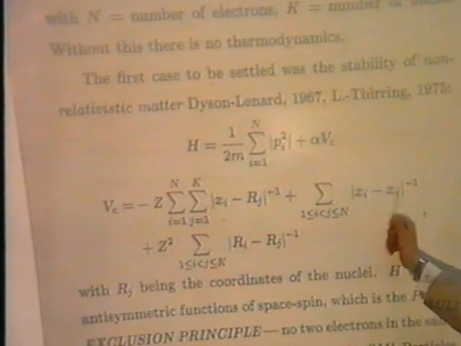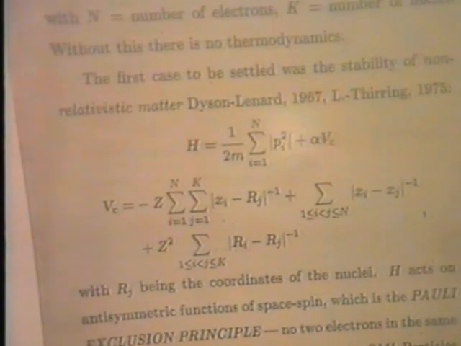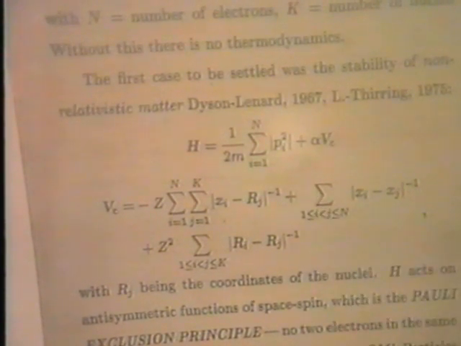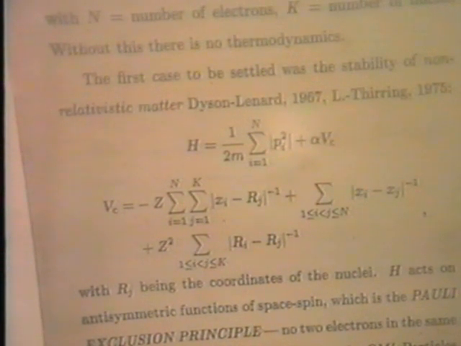Another term is the repulsion of the electrons with each other, one over the distance between pairs of electrons, summed over all possible pairs. There's a one here, because the electron charge is one. And then there's the repulsion of the nuclei. That has a Z squared, because the nuclear charge is Z. And everything's multiplied by alpha. Okay.